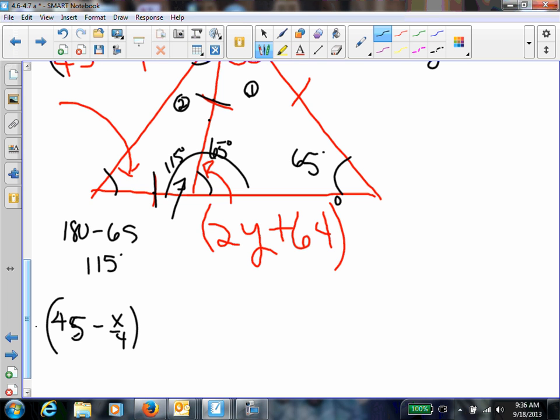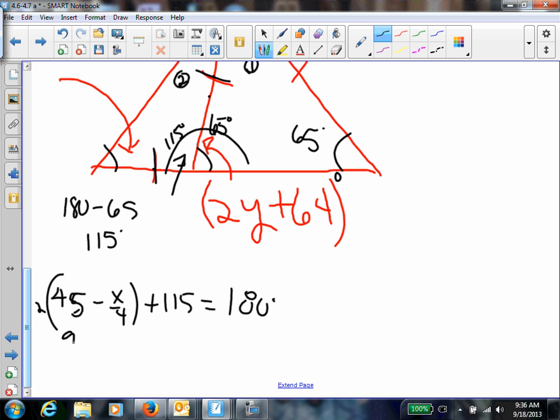So we're going to set 45, or excuse me, minus x over 4, we're going to multiply that by 2 because there's two of them. We're going to add 115 degrees, and we're going to set it equal to 180. And so we're going to say 90 minus x over 2, because I'm distributing, is equal to 65 degrees.